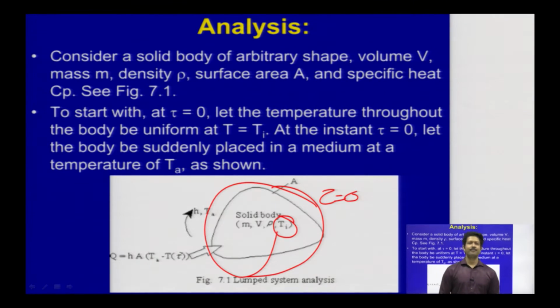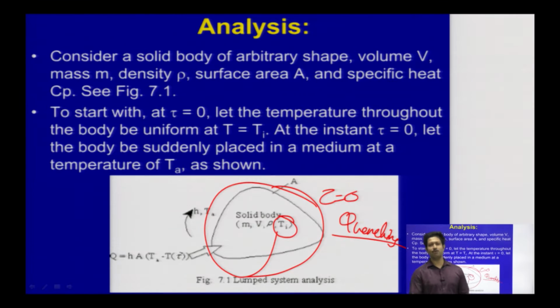At tau equals 0, let the body be suddenly placed in a medium at a temperature Ta. Suppose you are taking a condition of quenching. Just now I explained the process of quenching, a heat treatment process to make the material harder. Suddenly you are dipping it in, and the temperature has reduced. It is suddenly exposed to the ambient temperature, or any temperature, that is Ta, which is lesser than Ti.